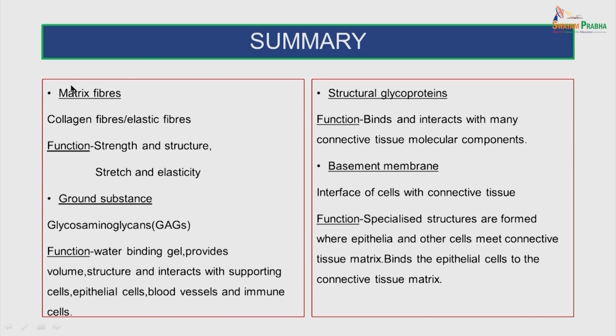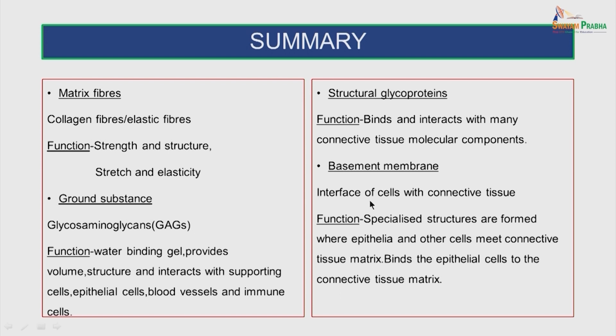So to summarize, the matrix fibers include the collagen fibers and the elastic fibers. Function: strength and structure, and stretch and elasticity. Ground substance, so we saw the glycosaminoglycans. They're basically a water binding gel. They provide volume, structure and interact with the supporting cells, epithelial cells, blood vessels and immune cells. The structural glycoproteins, their function is that they bind and interact with many connective tissue molecular components.